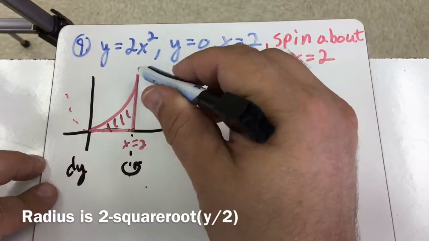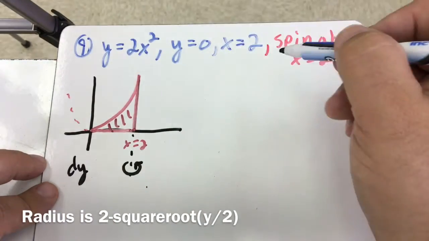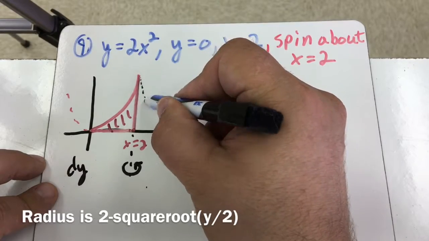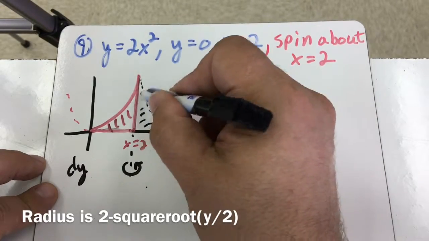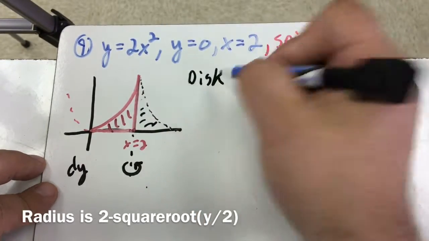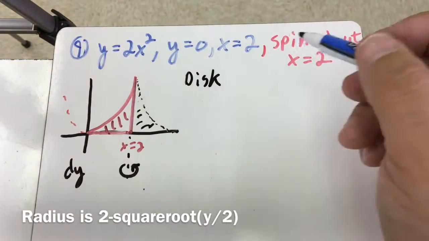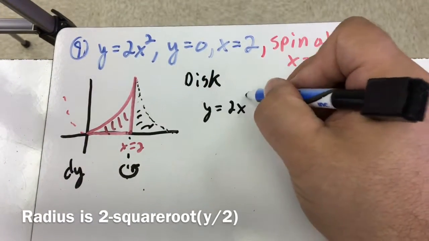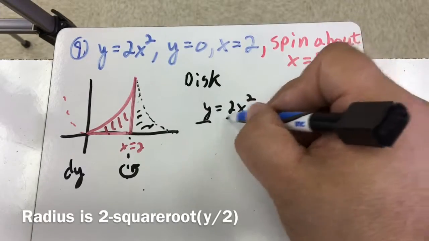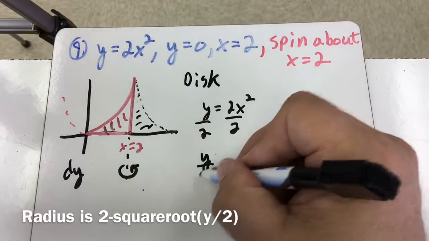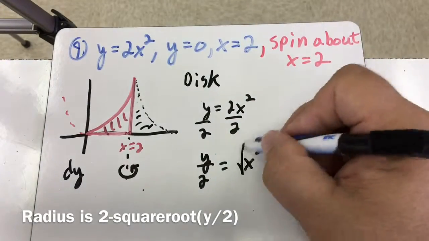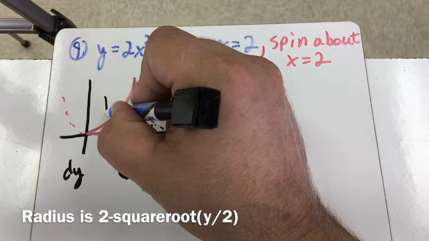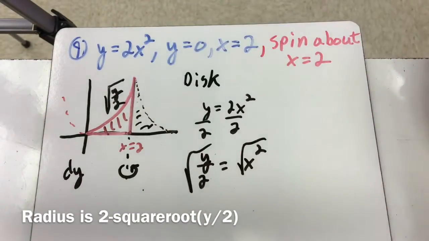That means I have to solve this equation for x. So let me do a little bit of that work first. And the mirror image is going to look something like this. And that volume is going to be a disk, which is nice to know. And let's solve it first for x. So I have y equals 2x squared. Divide both sides by 2. So y over 2 equals x squared, and then I square root both sides. So this curve is actually going to be the square root of y over 2, if you can read that.